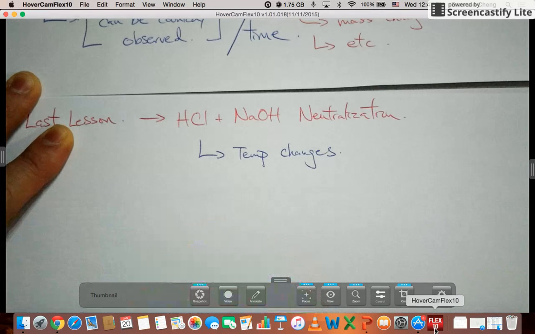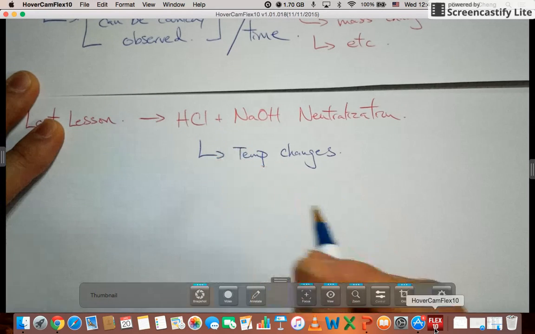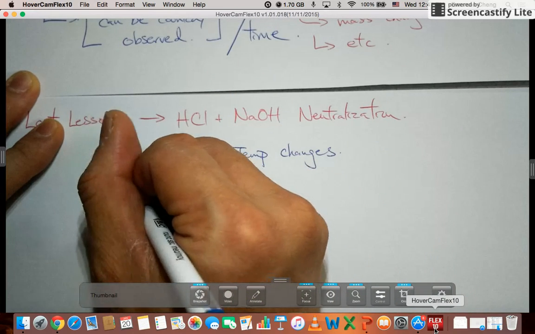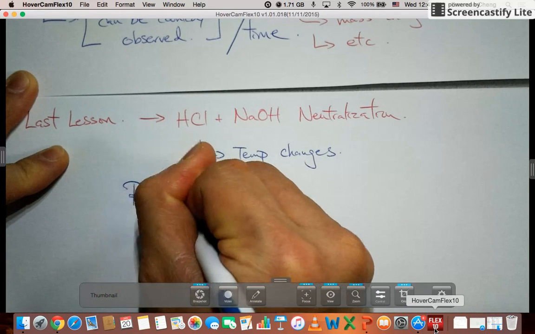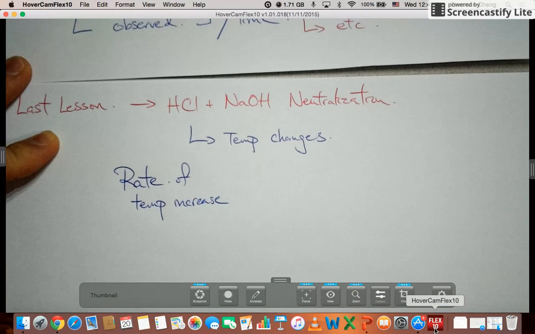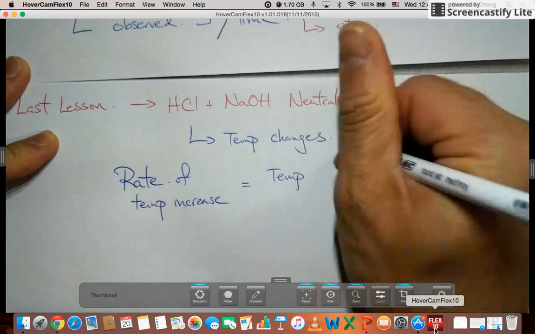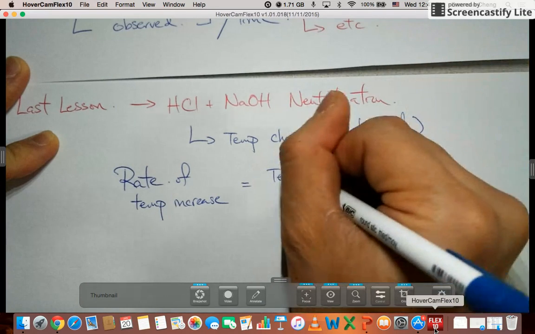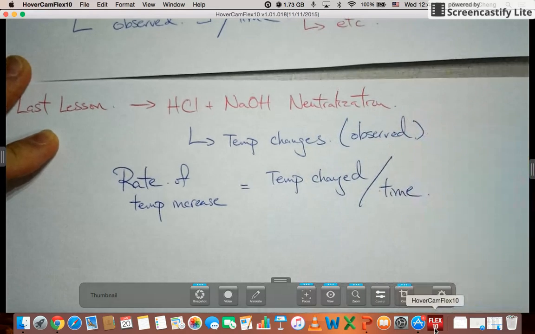Now, if we actually want to find out how long it takes, we could completely do that. So you can find out the rate of temperature increase. How fast is the reaction heating up? In this case, you will have your temperature change. This is what you observed. So your temperature change divided by time, how long it takes.